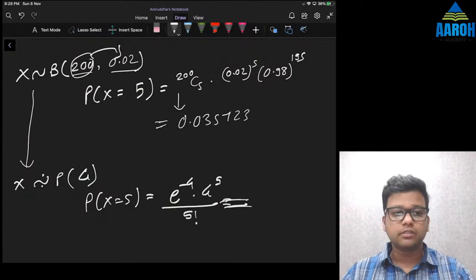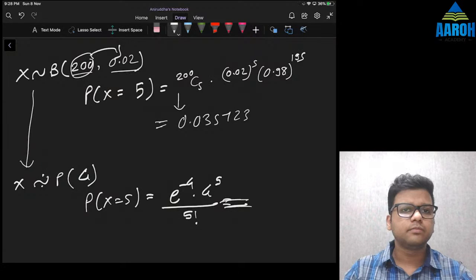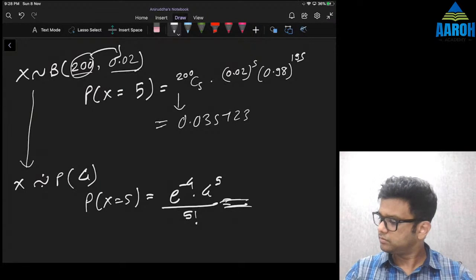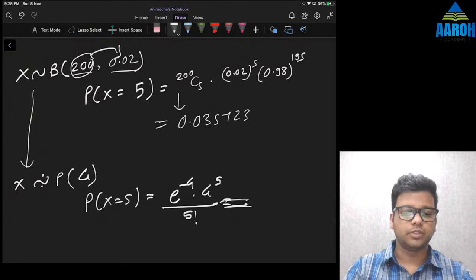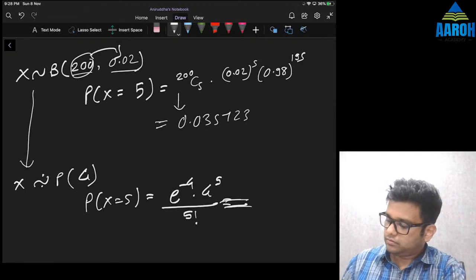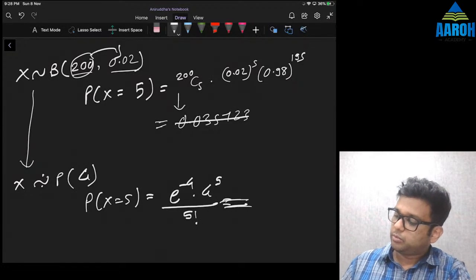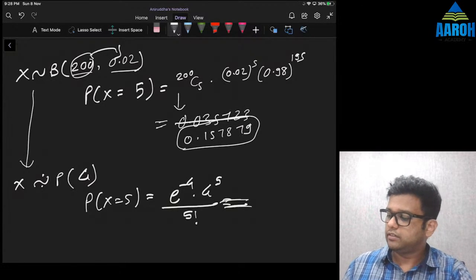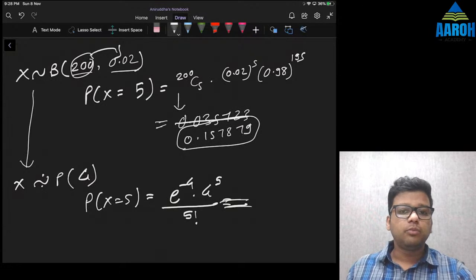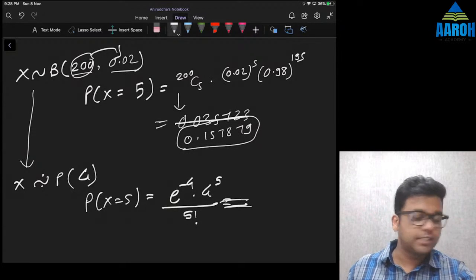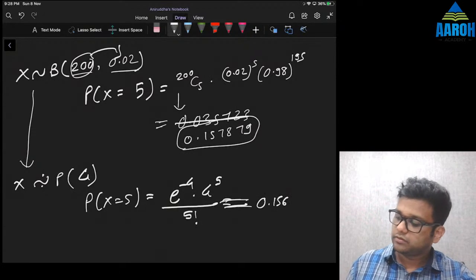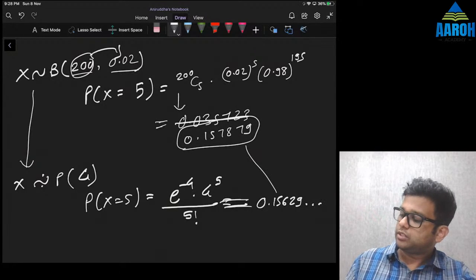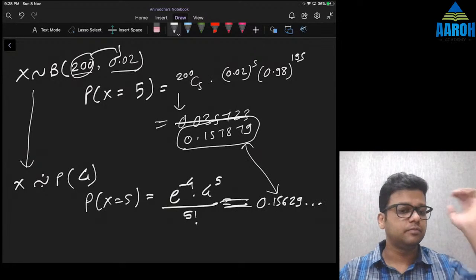I think this was wrong. Let me check. Achha, 0.2. This was wrong. This is coming to be 0.157879 on Excel. Okay. Poisson value is coming to be 0.15629 something. Correct. So check if it is approximately matching.